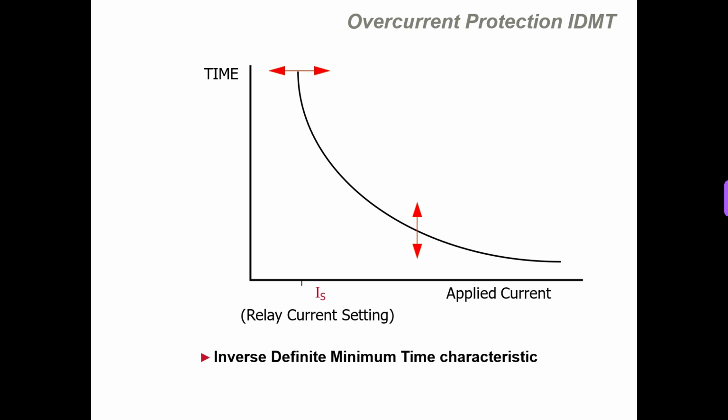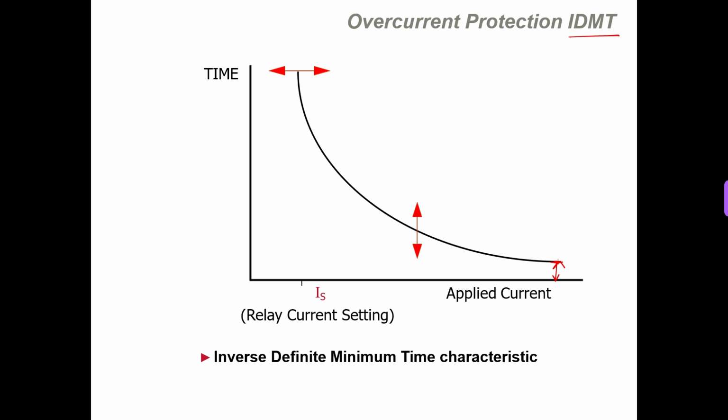Now comes the most important part, that is the overcurrent protection using IDMT. As the name suggests, IDMT is basically inverse definite minimum time relay. Inverse definite minimum time means if you see inverse, that means the higher the amount of current, the lower will be the time of operation. That is inverse. And it has a minimum definite time, that is, it cannot go below this. So no matter how high the current is, it will have a minimum operating time. It cannot be zero at any time. So this type of characteristic is the IDMT characteristic.